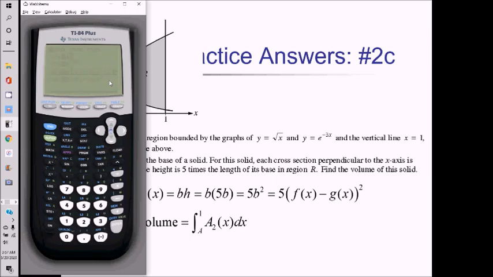Quitting out of there, I'm still doing an integral, so math 9. We're going from alpha a to 1, just like we have on the last two parts of this problem. And now I'm going to just do alpha trace y4, because that's where I stored my a sub 2 function. And then dx equals 1.554.